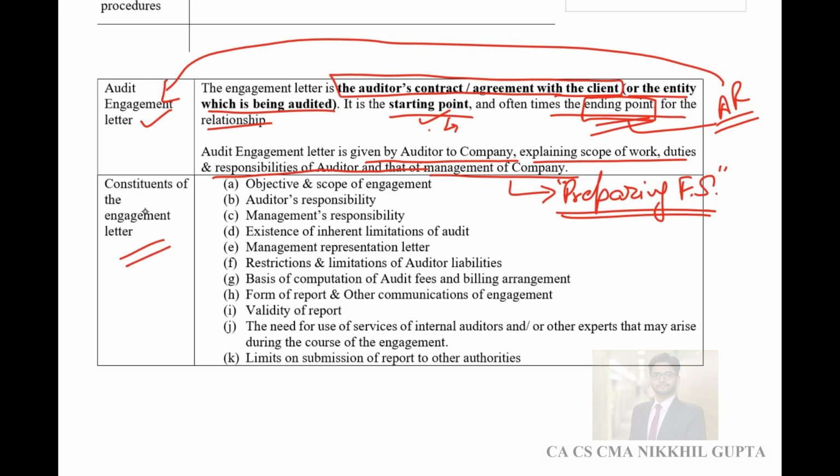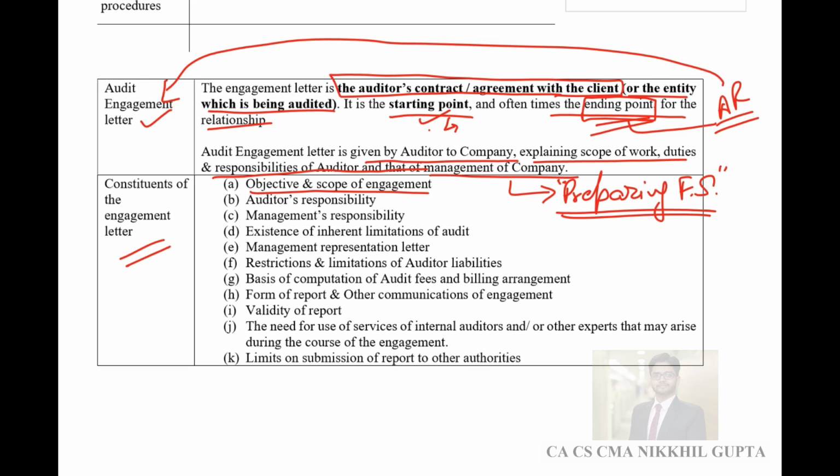So what are the constituents of engagement letter? What all things will be covered under the engagement letter? First of all, it will be objectives and scope of engagement. So what is the scope of engagement, which means what type of audit is to be conducted for the client, whether it is GST audit, income tax audit, financial audit, cost audit, what kind of audit is to be done and under what law is this audit to be done.